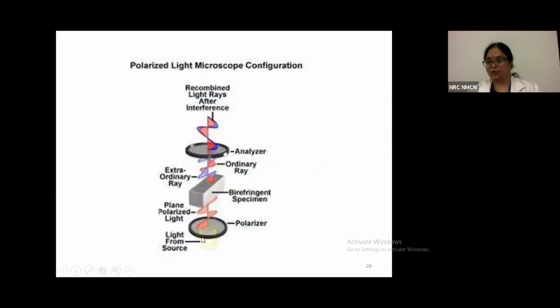So we have the light source which will give an unpolarized light. Then with the help of the polarizer, we get the polarized light, that is moving only in one direction. When this polarized light strikes the birefringent specimen, two types of rays are formed. One is the ordinary ray and one is the extraordinary ray. Now with the help of the analyzer, we try to rotate it and get recombined light rays after the interference, giving a colored image of the birefringent material.